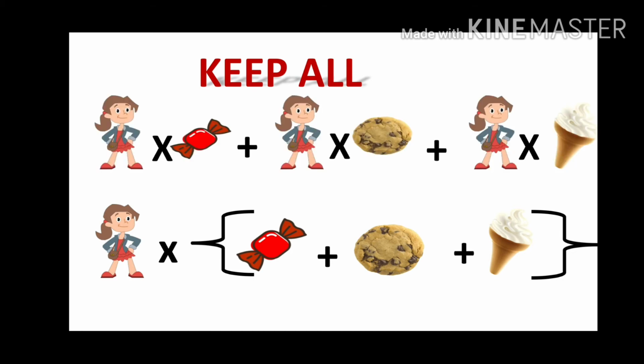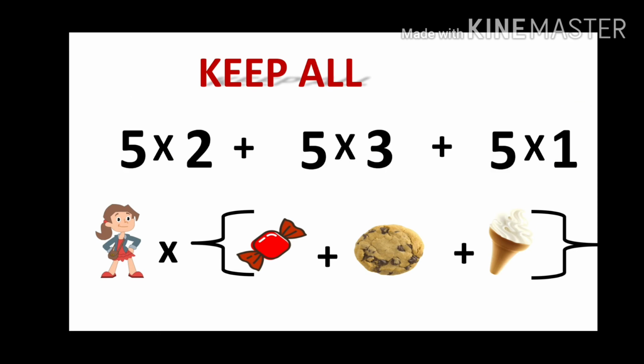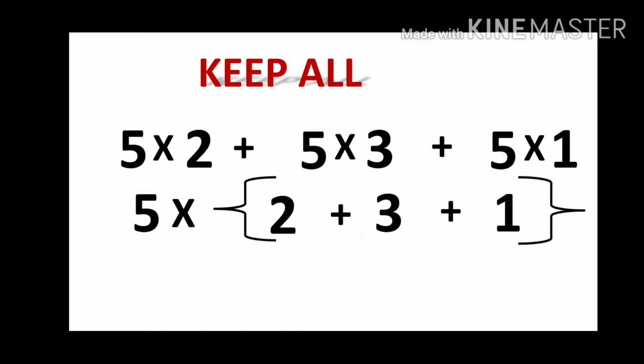Now, we can see here, inside the brackets, candy, cookies and ice cream are there. So, it is 2, 3 and 1. So, we will just replace it here. Why has it been done? Because it is keeping all. So, whatever is there with 5, we will keep them in a group, like in a bracket. So, 5 is multiplied with 2, 3 and also 1. So, the 2, 3 and 1 are kept inside the bracket. So, that becomes now 5 multiplied by 6, because inside the bracket we have 2 plus 3 plus 1, that becomes 6. So, 5 6s are 30.